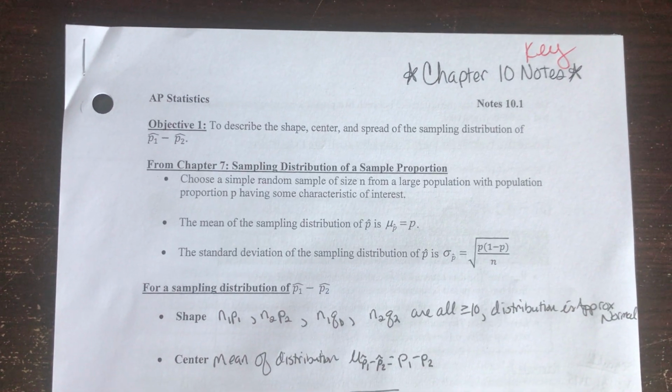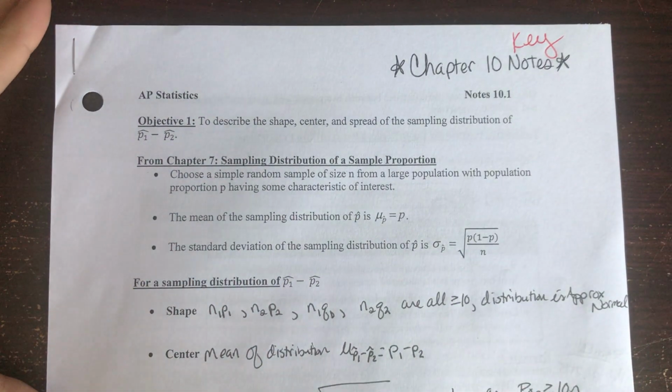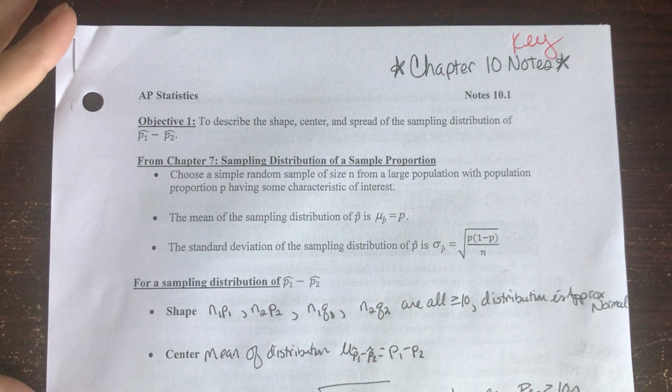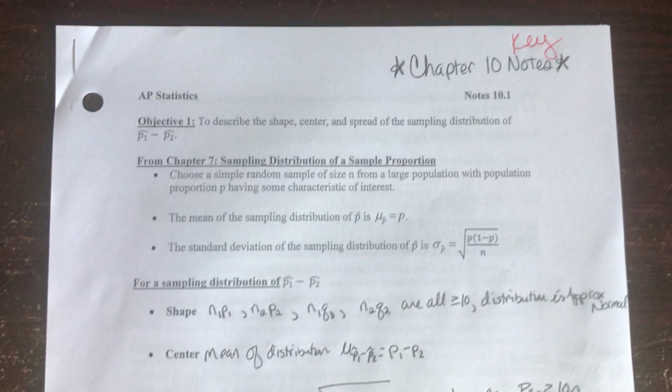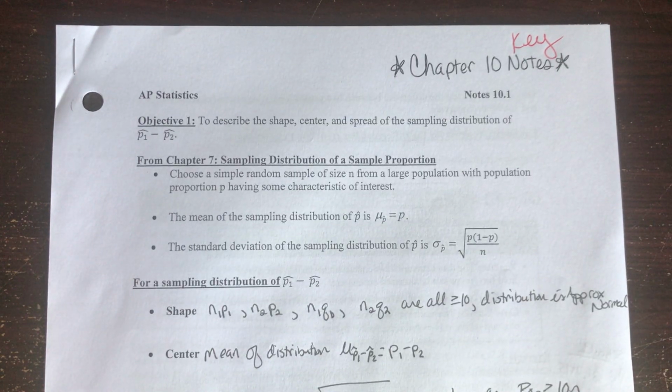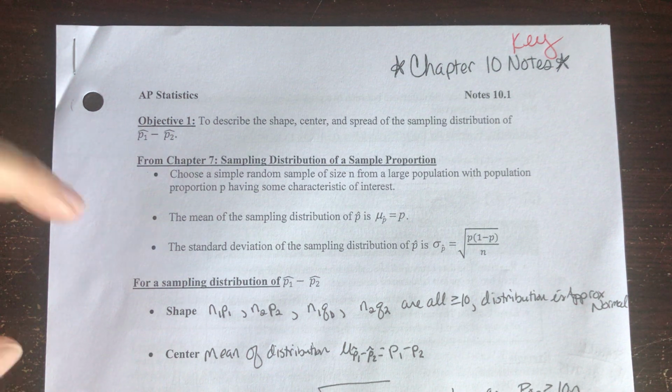Okay, hi guys. We are today going to begin talking about Chapter 10 in AP Statistics. So what we're going to do is start with Section 10.1. There's only two sections this chapter. The first section is proportions, and the second section is all averages. When we're working with these, this chapter is all about comparing two samples.